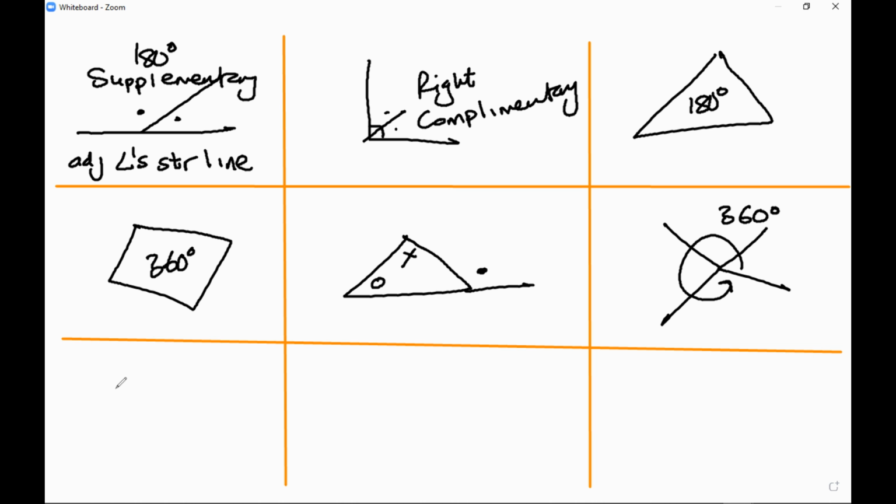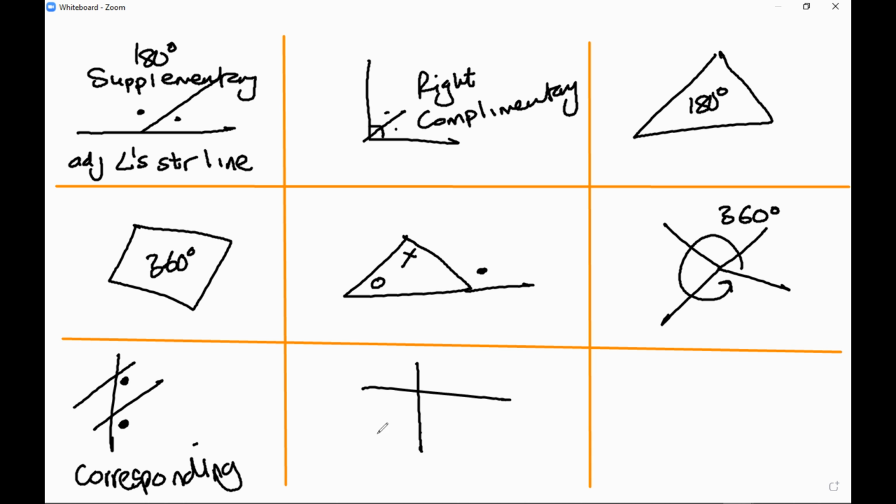From parallel lines, the first one we did was corresponding angles. And then, say I draw it this way, we also did co-interior angles. Let's just put that one for now. Co-interior angles add up to 180.